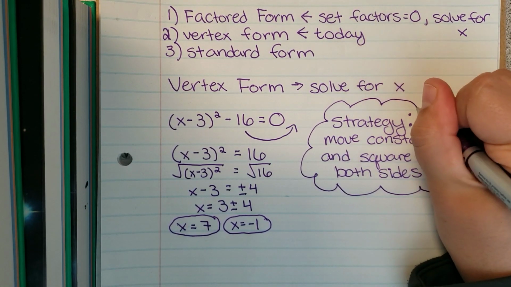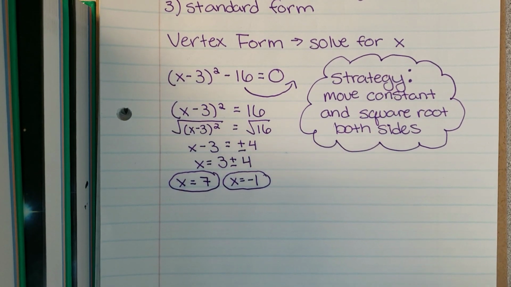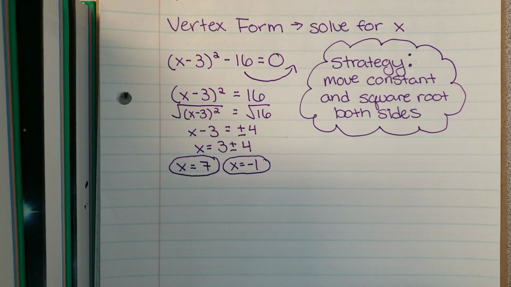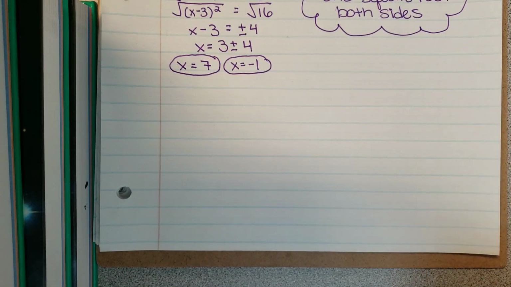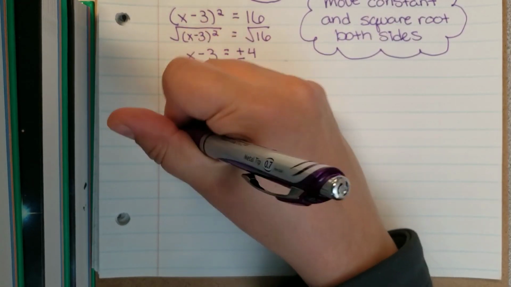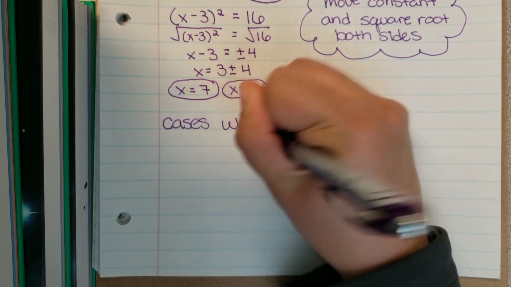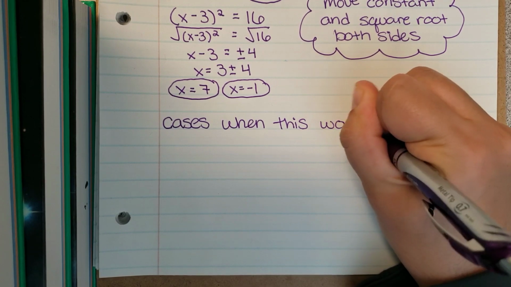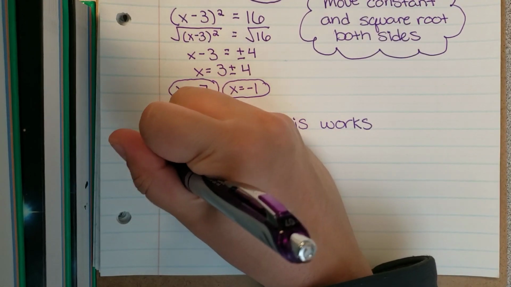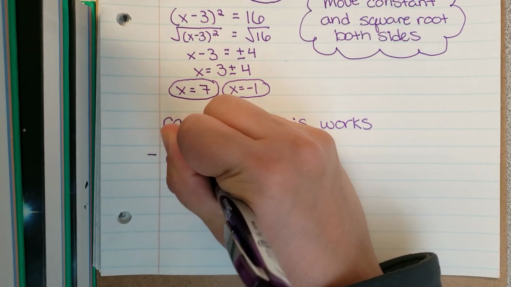All right, so there's a little caveat here. This won't be able to work all the time because sometimes you're going to get functions that are not in vertex form and you are going to want to get them in vertex form, but we can't always do that. It's not always going to come out nice and pretty. So here are the cases when this works. If it's already in vertex form, you're good to go.